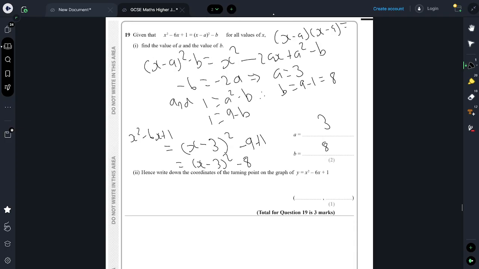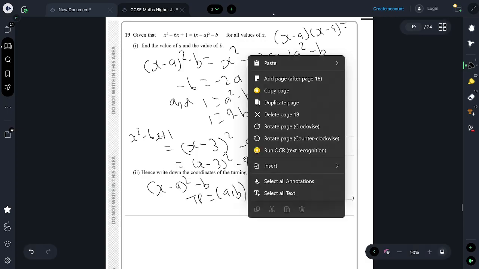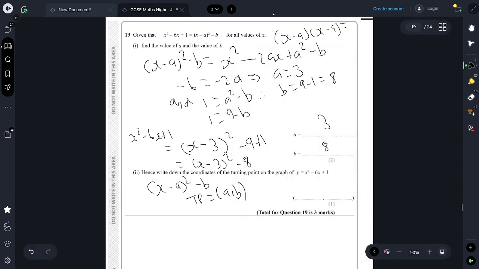And then it says for part 2, write down the coordinates of the turning point of this graph here. If we have a complete square form, the turning point is going to be, x minus a, so then it's going to be a and b. So in this case, a and b is simply 3 and 8. I'm going to explain why this is though. You probably just memorized to take the negative of the bracket, x equals a, and then take y to be minus b. But let's explain why this is.